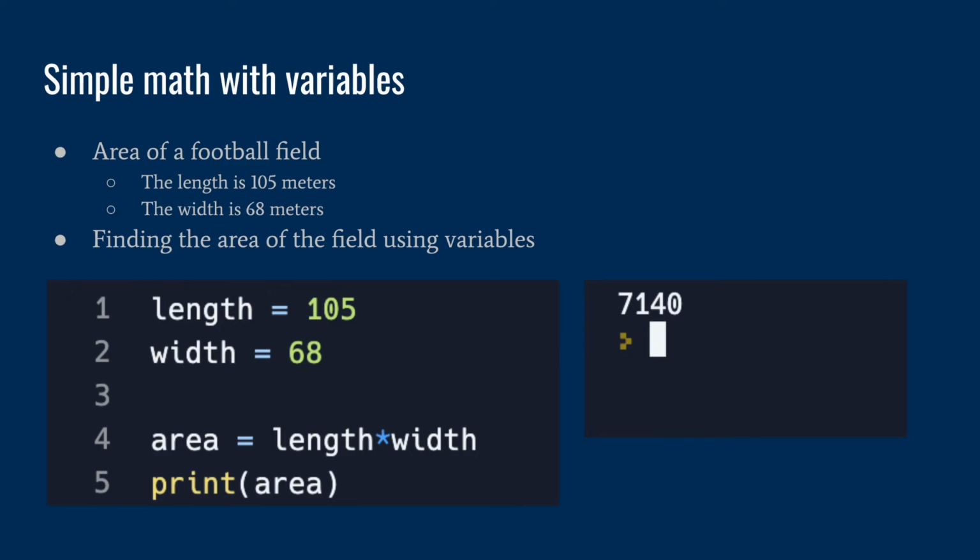For example, the area of a football field using variables. So first we can set the length here to 105, which is what is given to us here, and the width to 68, just like above. And then we can create an area variable and set it equal to the length multiplied by the width. And then we can print that area variable. So here's the output. We get 7,140, which is 105 times 68.